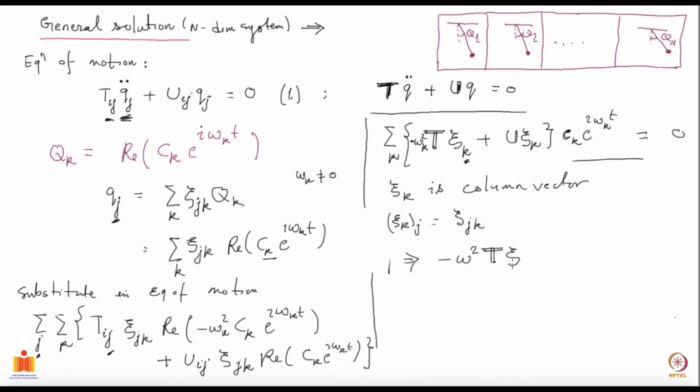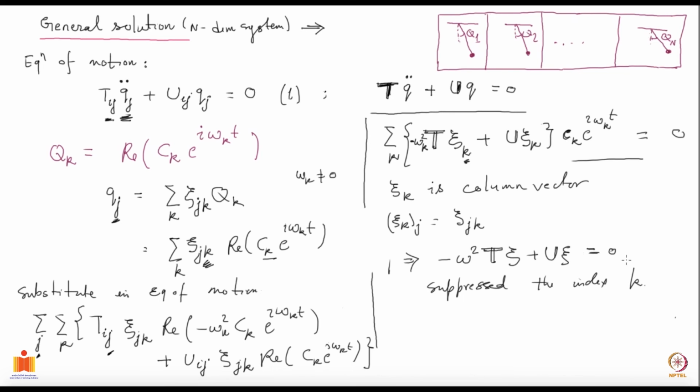So T xi plus U xi should be equal to 0, because your c_k's are arbitrary, determined by the initial conditions. Okay, so that's what the xi should satisfy. As I was saying earlier, these are determined by the problem, the xi_k's, and that's what you see now, that the xi_k's are determined by this equation. I've just suppressed the index. And you will see immediately why I have done so.